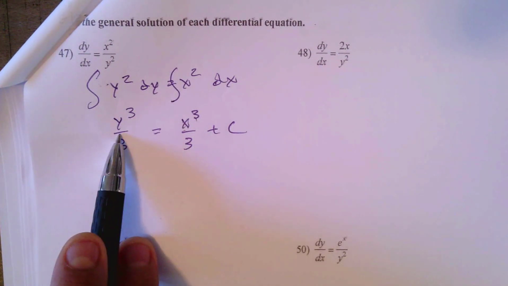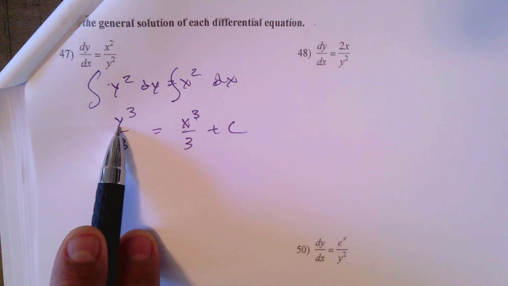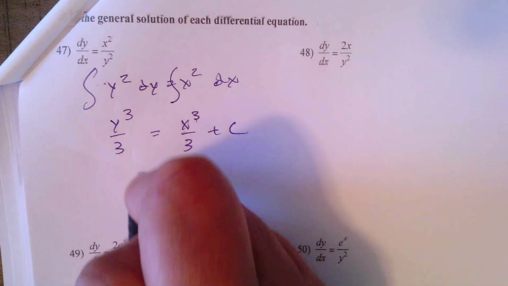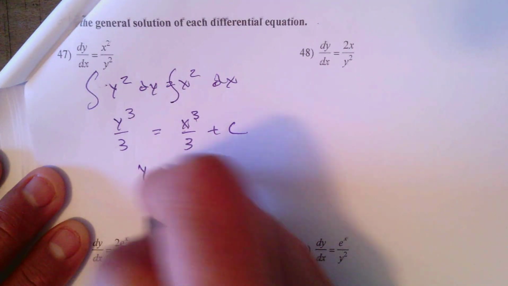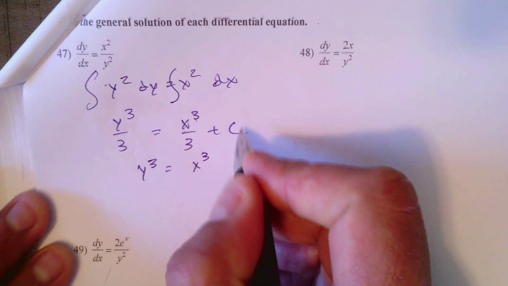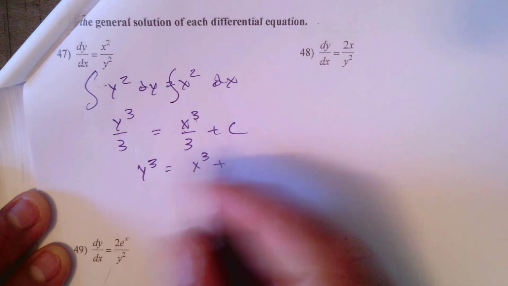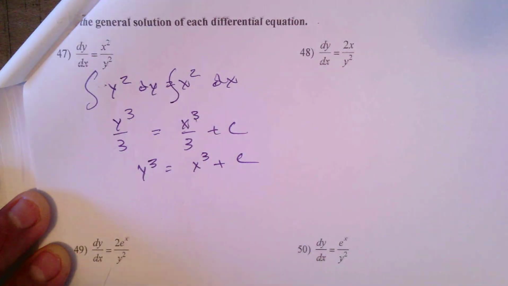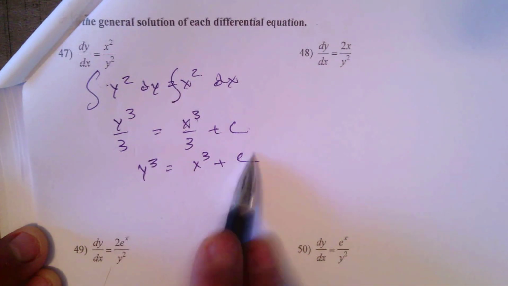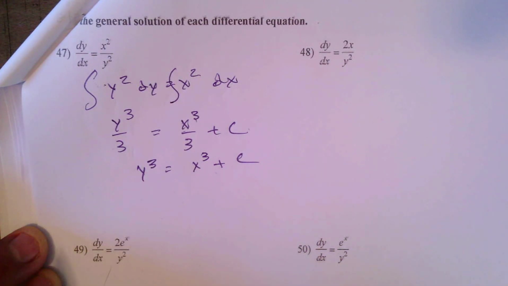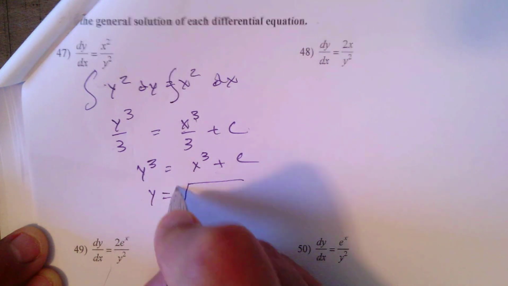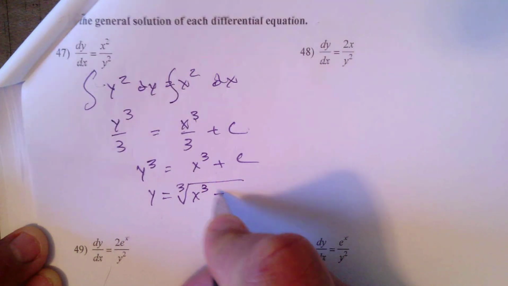But we're not quite done yet because we still want to solve this for y and not y cubed over 3. So we're going to multiply both sides here by 3 and then take the cube root. So we're going to have y cubed is equal to 3 times this, x cubed. And we could put plus 3c here, but c times 3 is just going to be another c. Okay, so this c is different than this c, but it's still going to be a constant. And so we're not going to put 3c here. And now we're going to take the cube root. So we just end up with y equals the cube root of x cubed plus c.